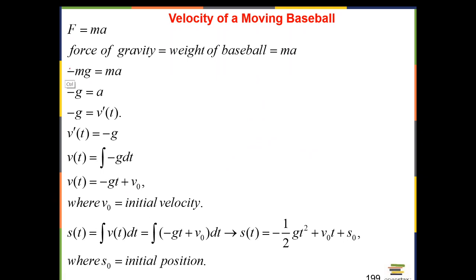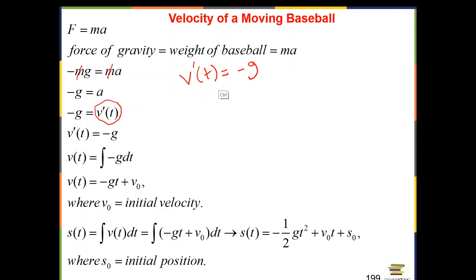So negative mg, which is F, has to be equal to ma, and the m's go away. So negative g is a, so negative g is velocity prime, which is acceleration, right? So negative g is acceleration. So velocity prime equals to what? Negative g when something falls under the influence of gravity only, the force of gravity. So v prime is negative g.